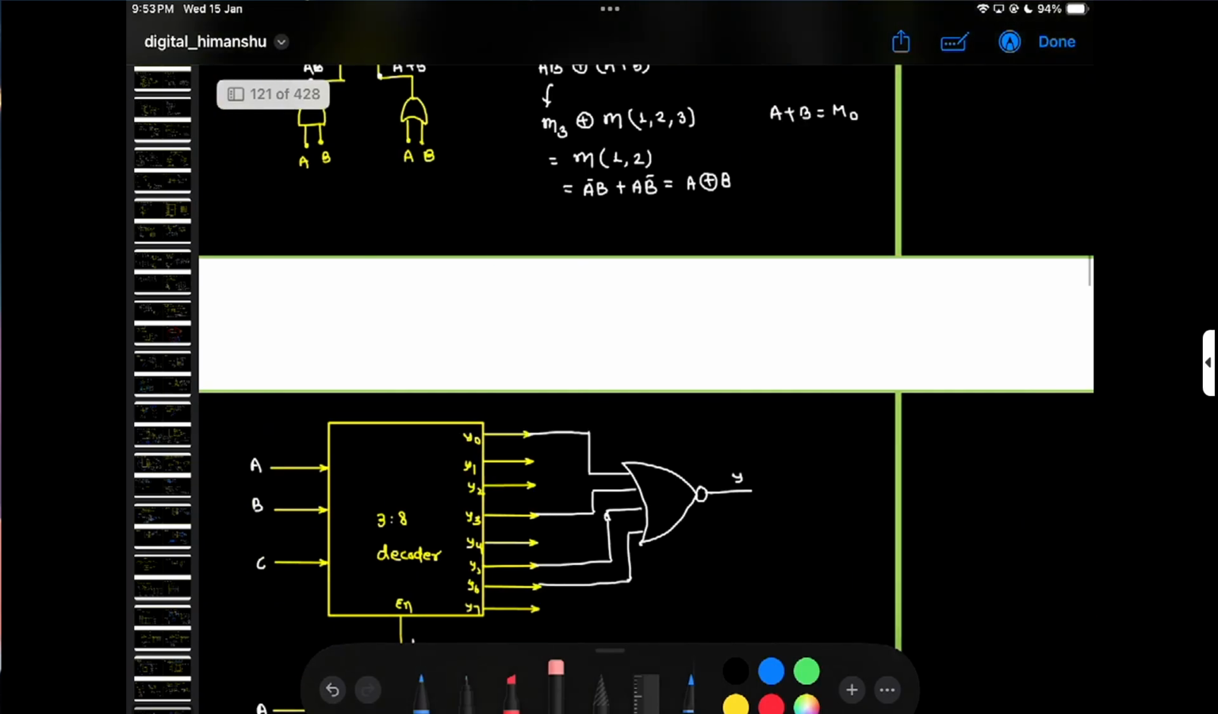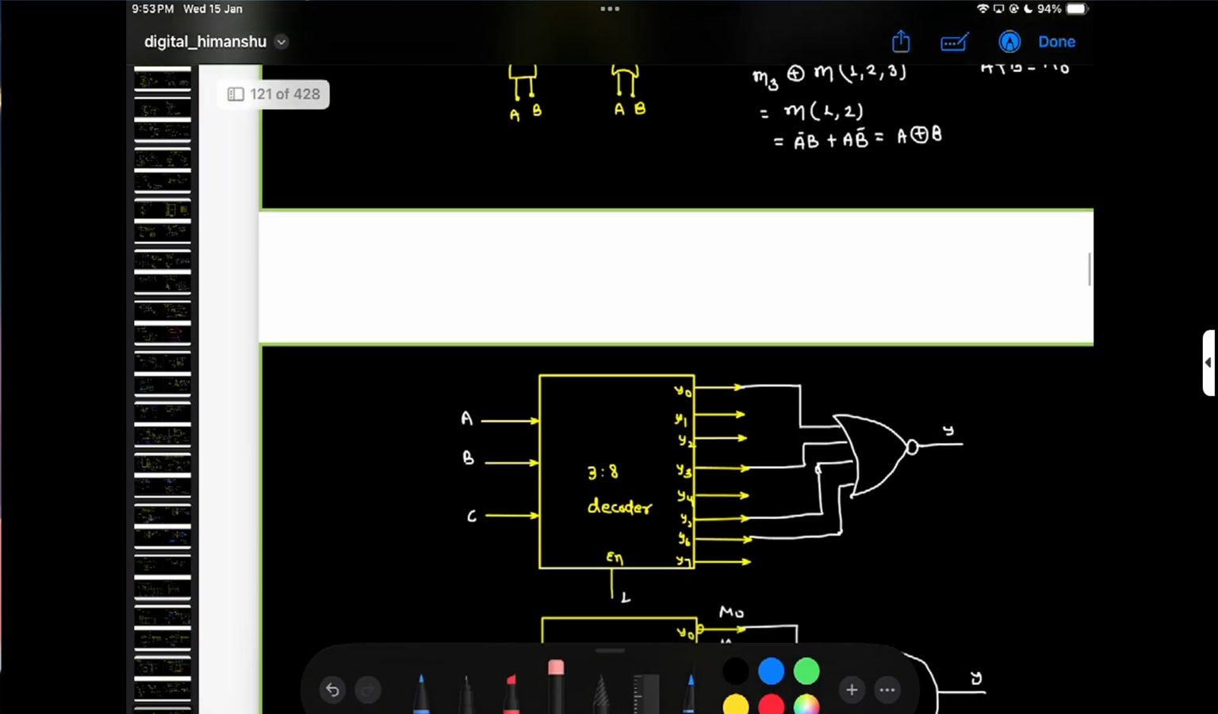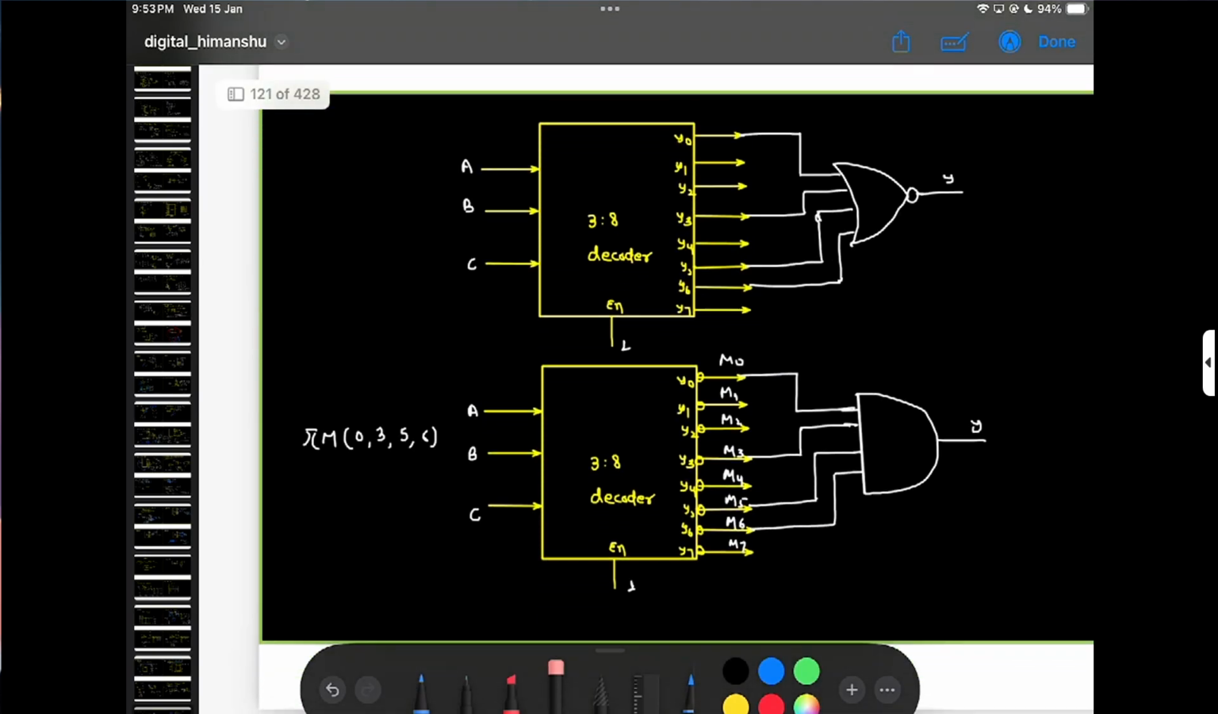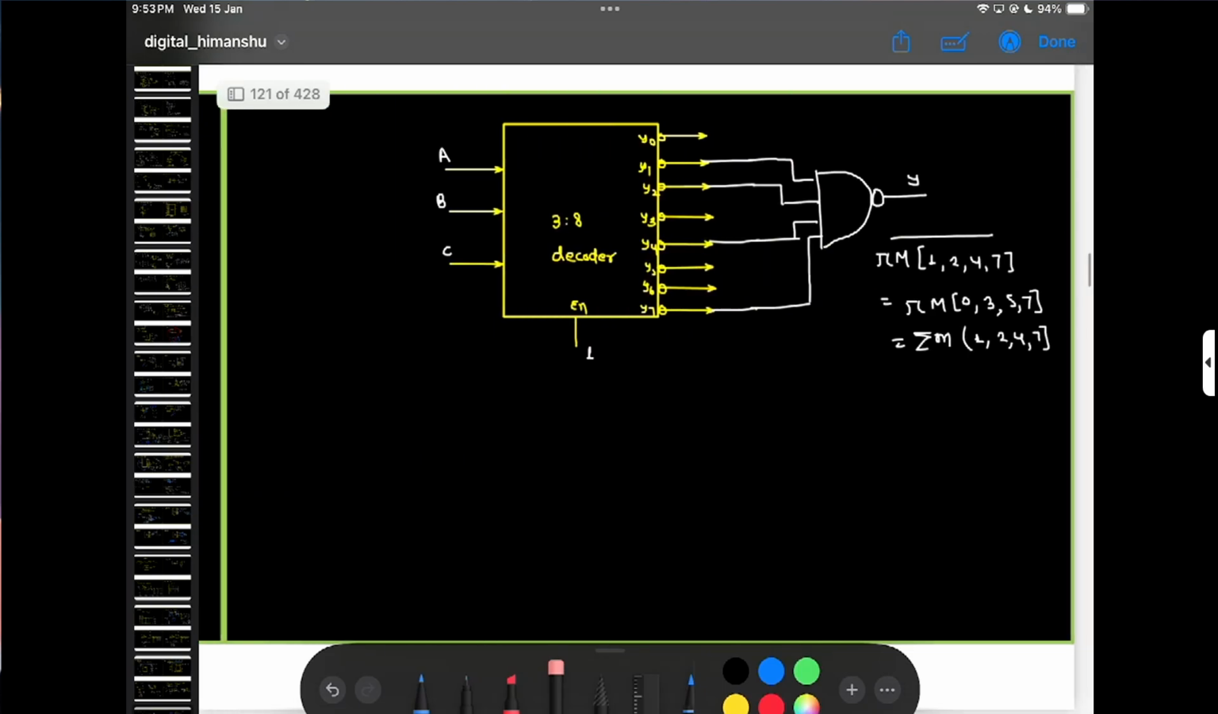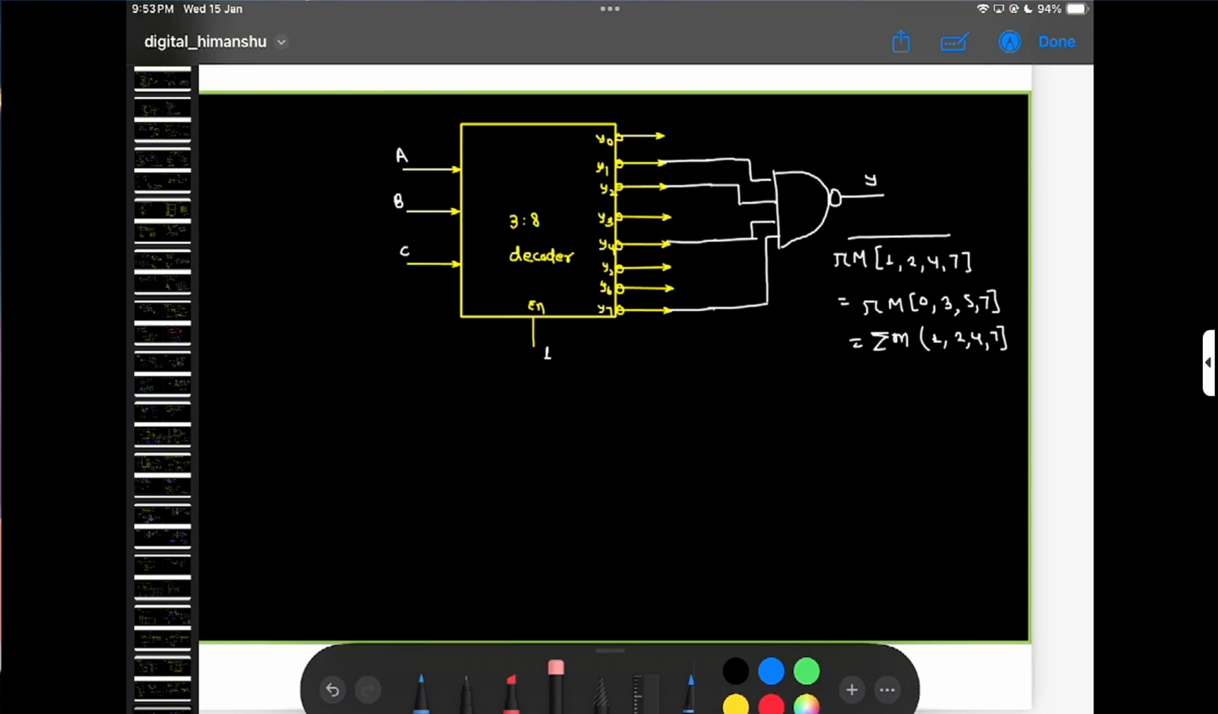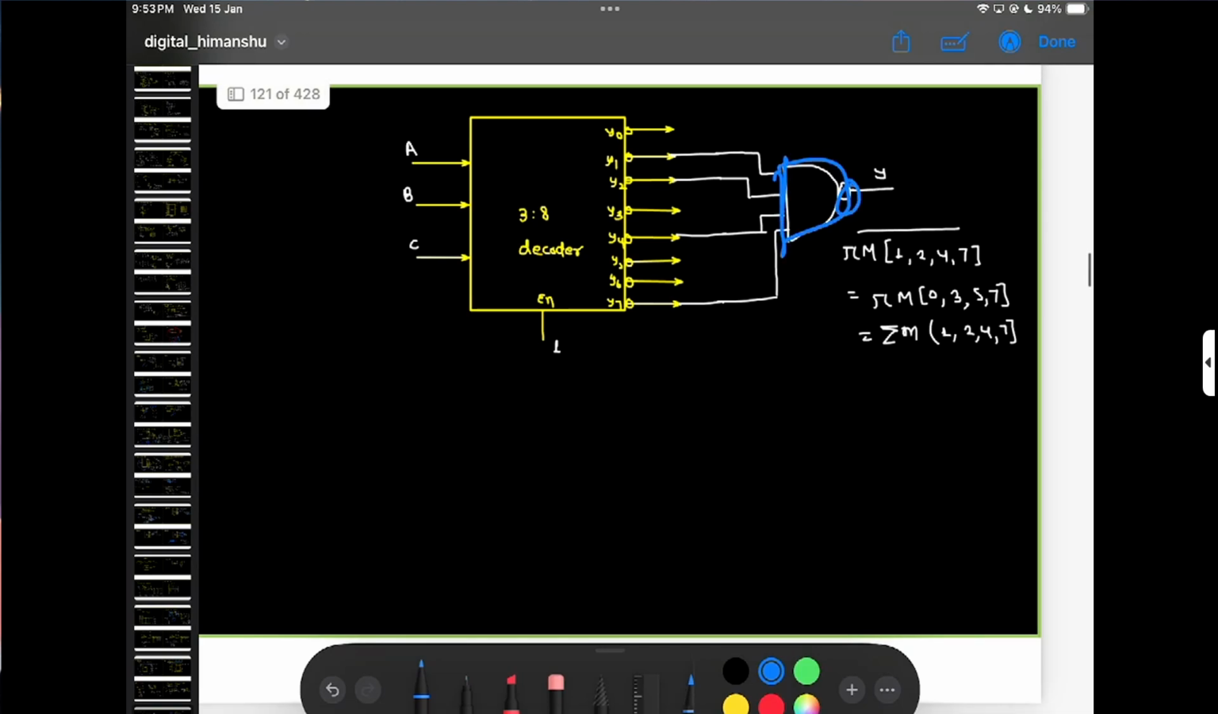So here, if it is active high, then we go through the NOR gate. And another way, if it is active low, then we just take the outputs from the opposite ones, which are actually not in the min term, and we just AND them. And another way: we take the same inputs with active low output, but we use one NAND gate. That's all.